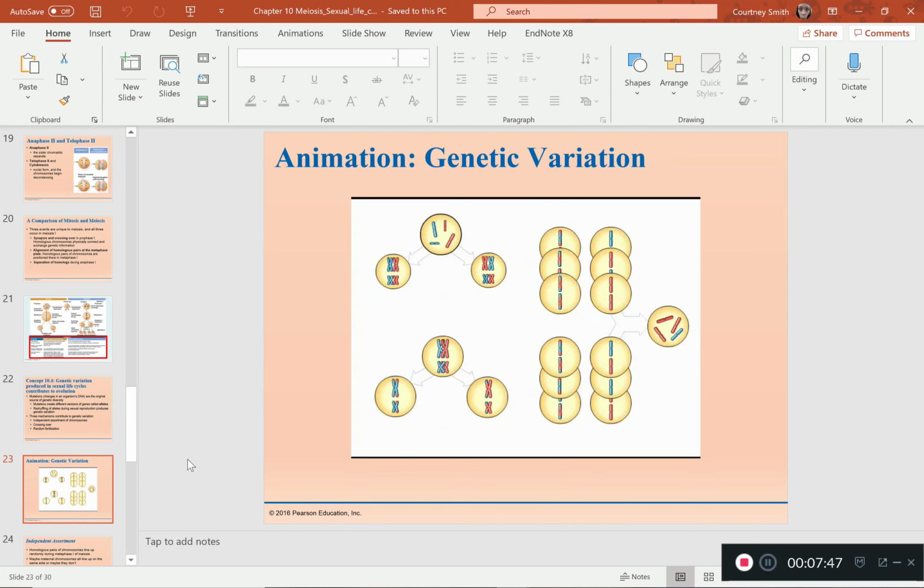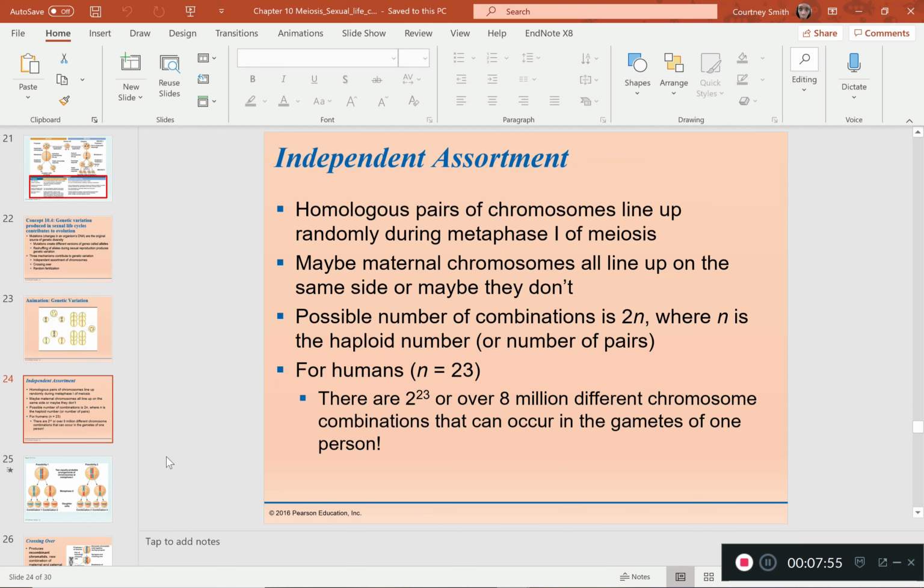And also remember that there is a video embedded in this lecture, so definitely take a look at that. But an overview of independent assortment: this is where those homologous chromosomes in meiosis will randomly line up. This happens in prophase, where they get attached to their spindle fibers. The order in which they get attached to their spindle fibers is completely random. And whenever they migrate to the middle, that is random as well. So that's independent assortment, where they line up in metaphase, it's random.